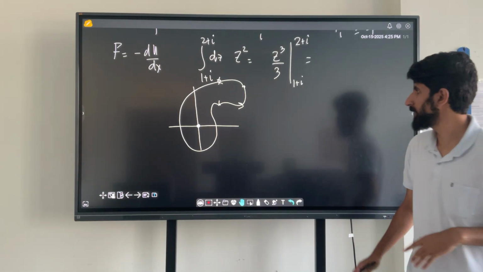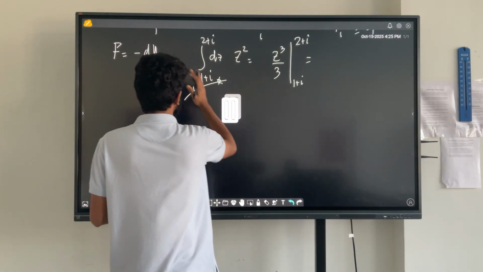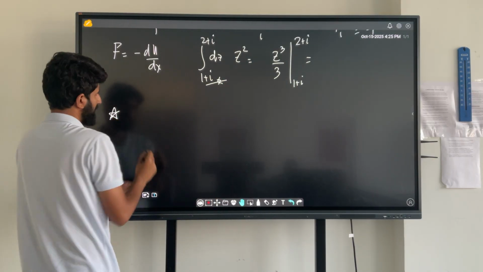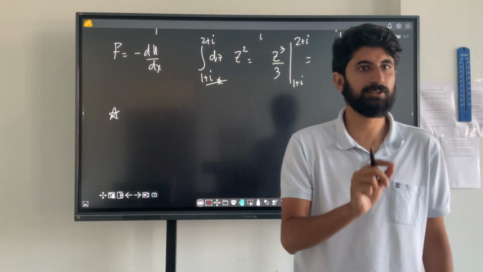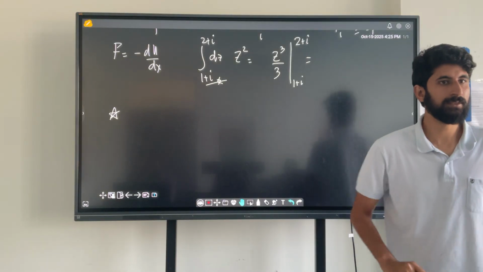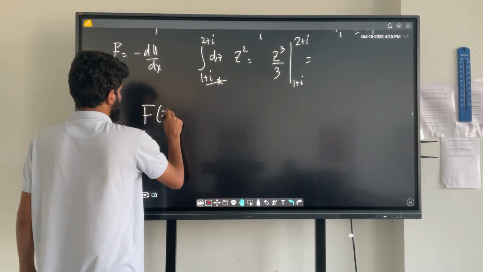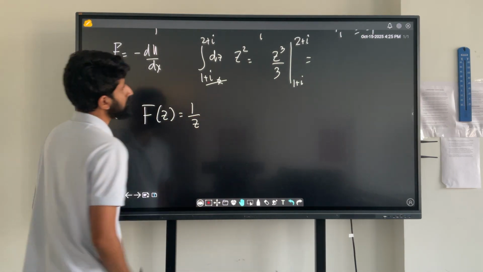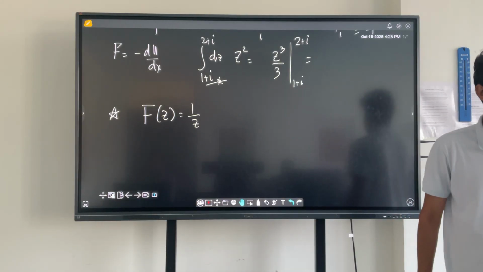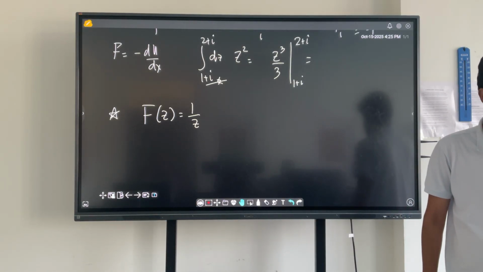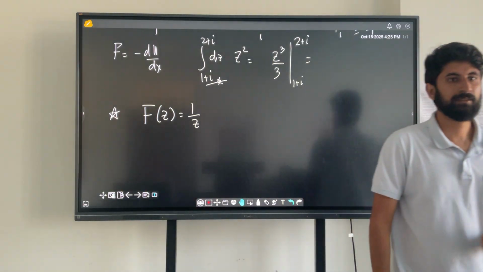For now, let's just consider a function just like this, which has a single non-analytic point, a point where it is not analytic. And the simplest function you can consider is f of z equal to 1 over z. It's a very simple function. Is it analytic? Is this analytic?